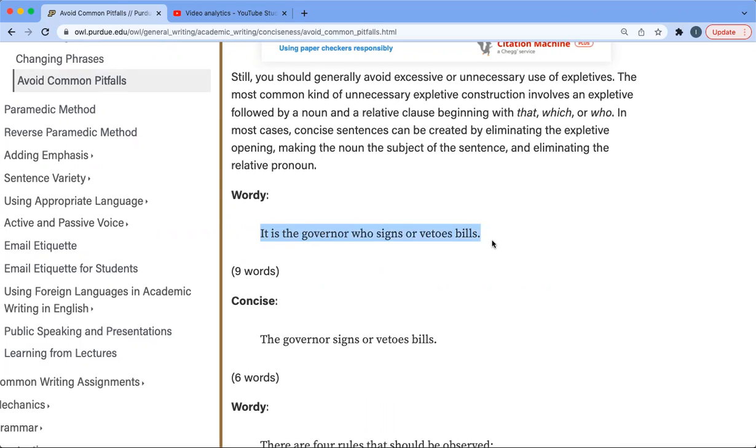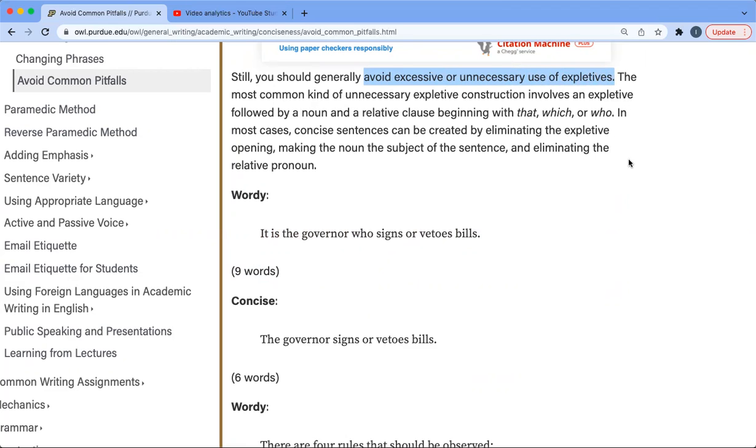There are some other videos. There are 3 other videos on how to write in a professional setting, as well as how to avoid wordy language, to have clear, precise, concise and direct communication. For example, if I say it is the governor who signs or vetoes bills, there are 9 words. I can eliminate it is, which is a pitfall at the beginning of a sentence. I can eliminate that. These are excessive and unnecessary expletives.